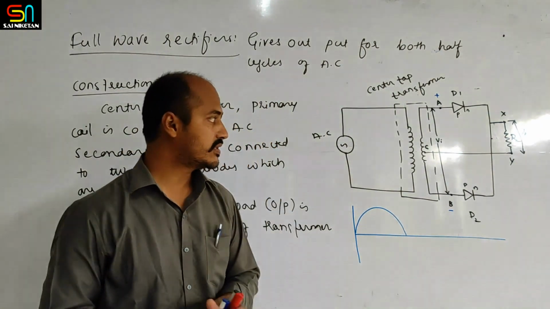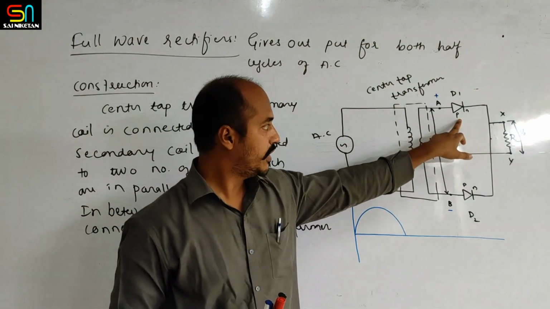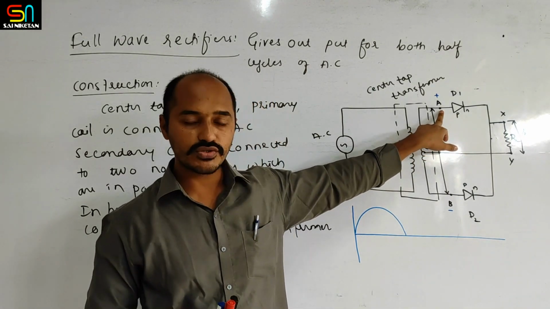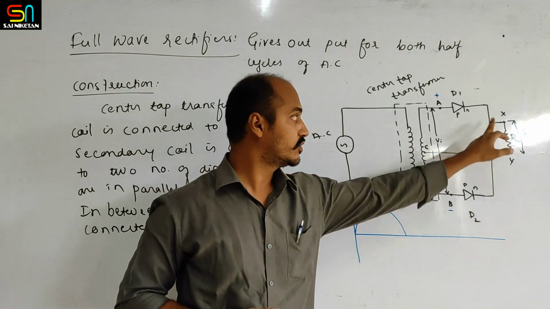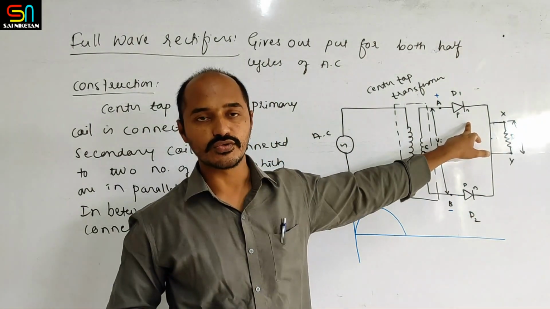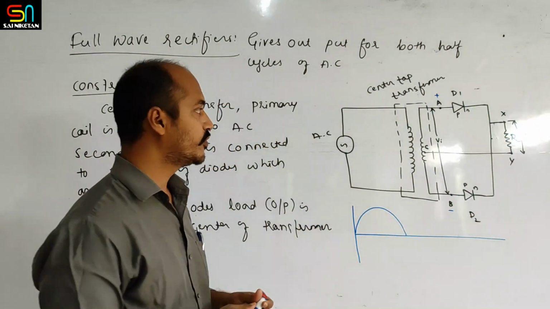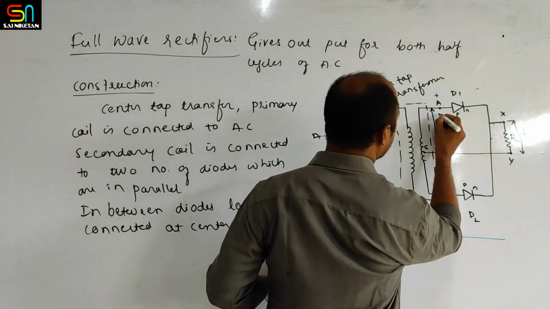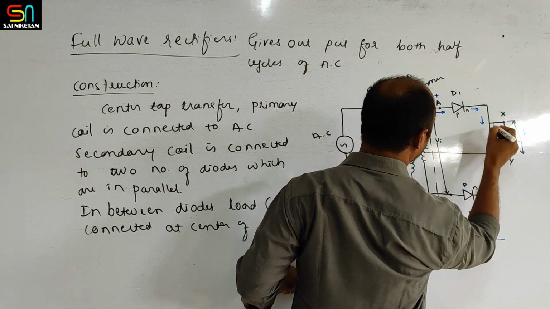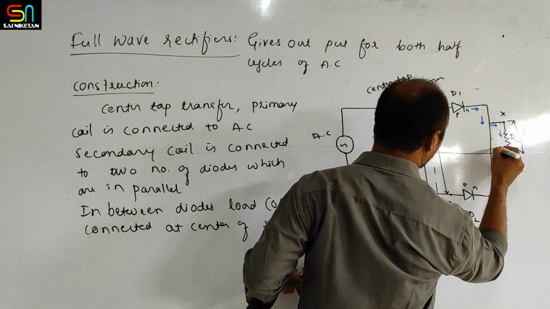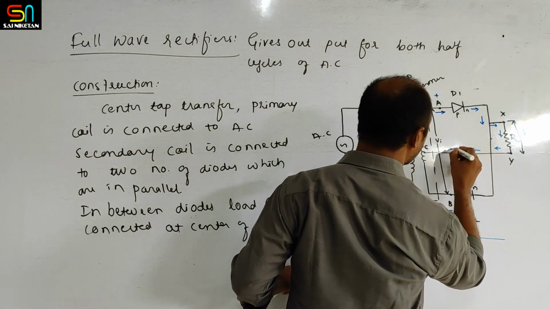Here you can see this P is connected to the positive terminal of the source and N is connected to the negative terminal of the source. So current starts flowing through this one in this direction. I am marking it with the green pen. Current starts flowing in this direction.